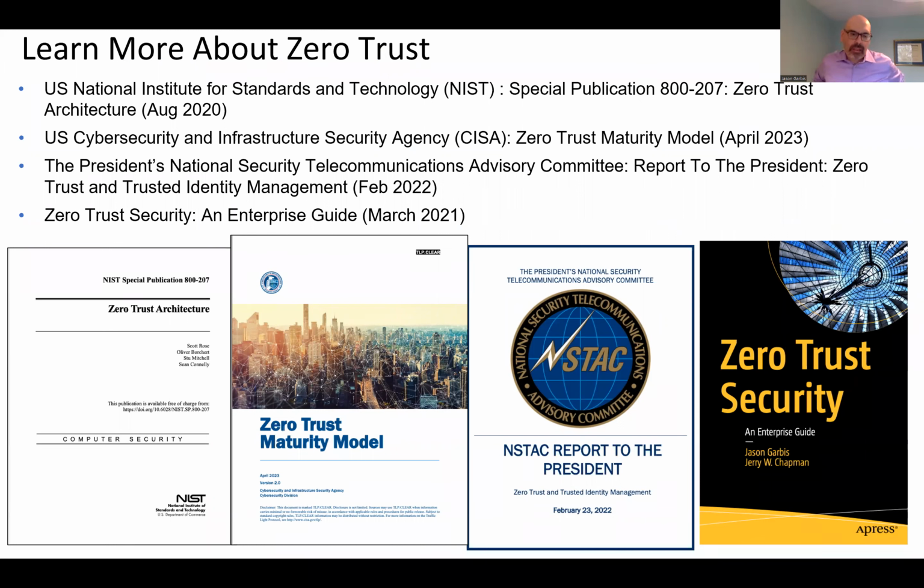So I encourage you all to learn more about zero trust if you haven't already. There are some excellent resources out there, and a few of them are listed here. The foundational one is the NIST Special Publication 800-207, the Zero Trust Architecture document. The second one is CISA's Zero Trust Maturity Model. That was updated just a few months ago, and that's really become a fairly de facto standard in the industry. The third one is the NSTAC report that I mentioned. And the fourth one is my book, Zero Trust Security: An Enterprise Guide.